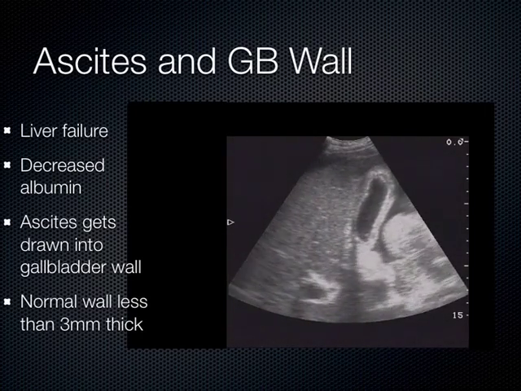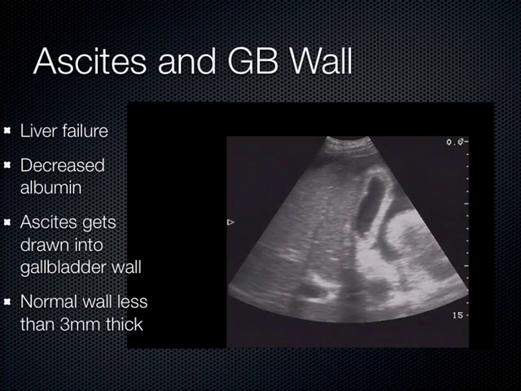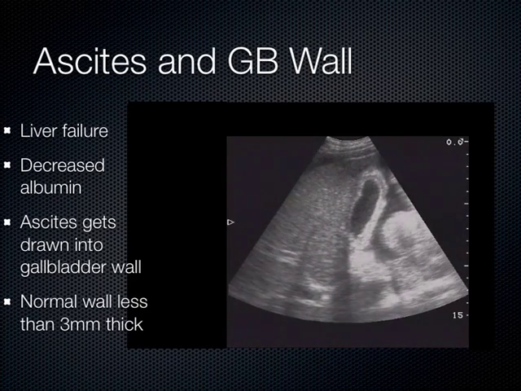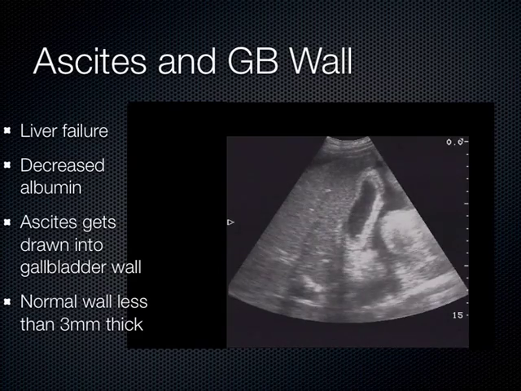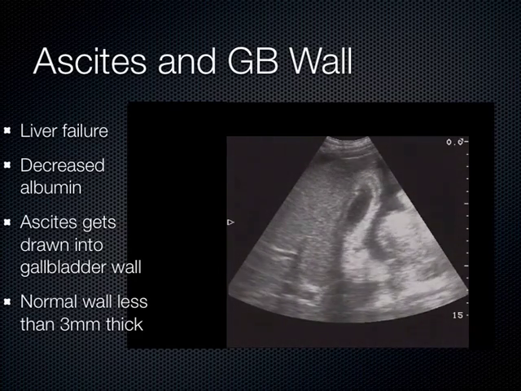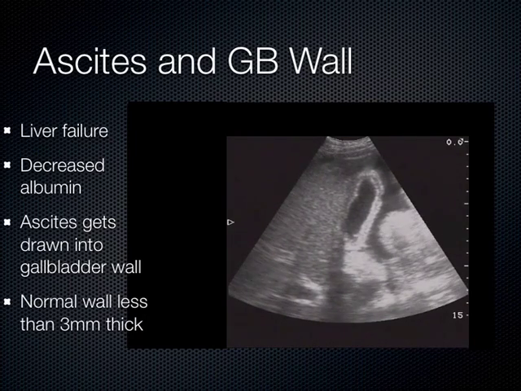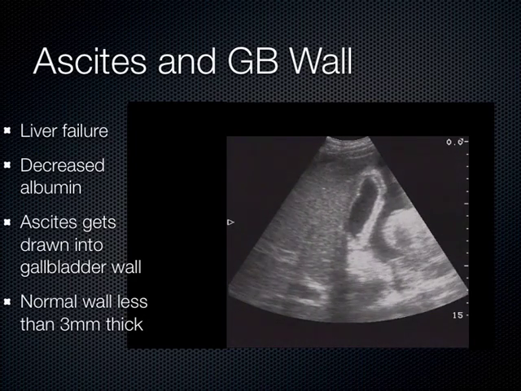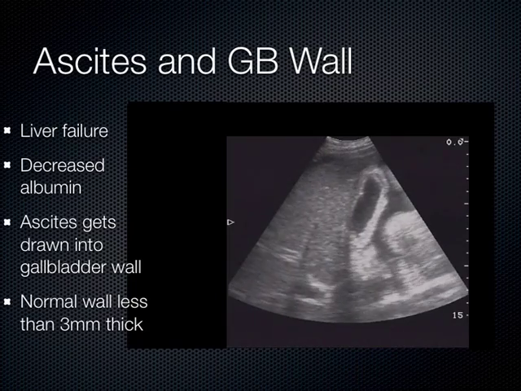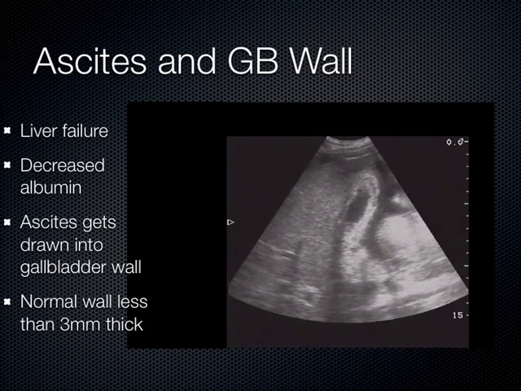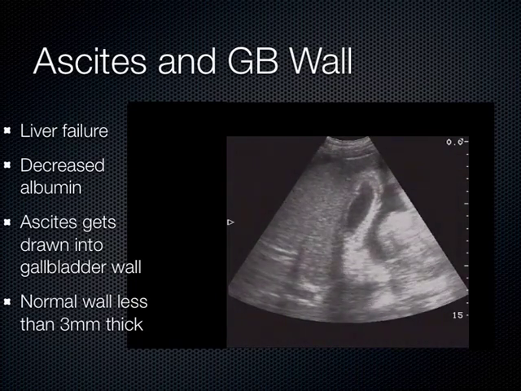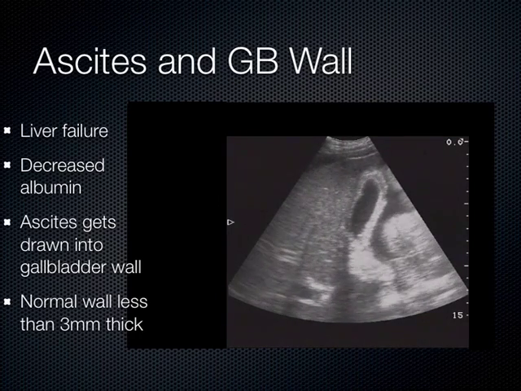What happens when a patient has ascites is that the acidic fluid gets into the wall of the gallbladder. So you know why people have ascites, right? The liver starts to fail and it doesn't make the proteins anymore, so it can't keep the fluid inside the vessels. It extravasates into the third space, which in this case is the peritoneal lining, and the fluid then absorbs into the gallbladder wall, causing the gallbladder wall to be thickened.